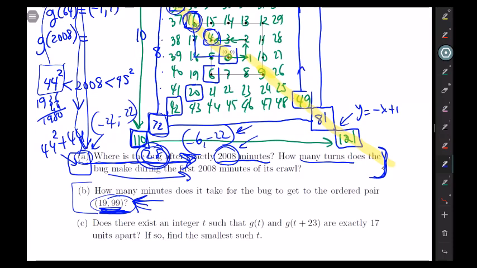Okay, actually, you know what? Some people are saying there was another way we could have found that minus 6, minus 22. We could have gone backwards. Yes, that's right.